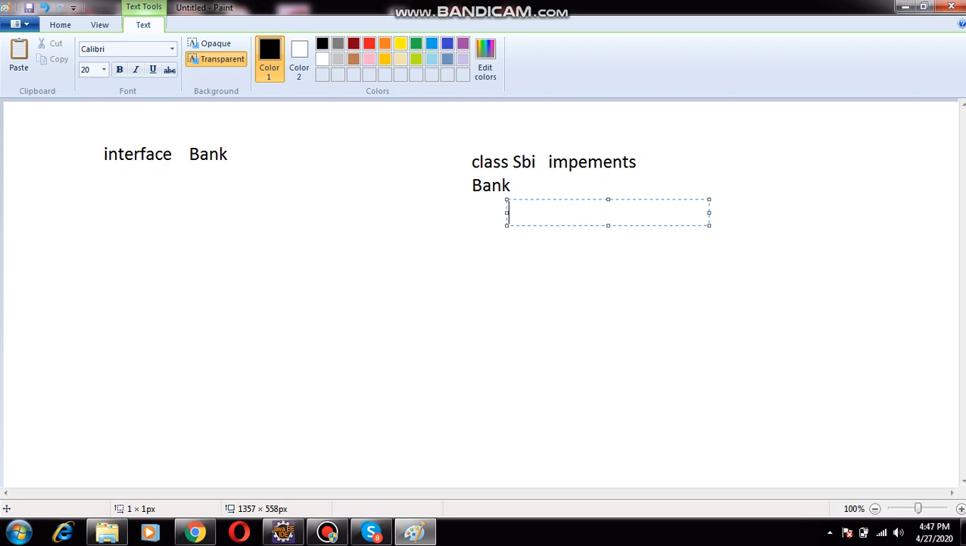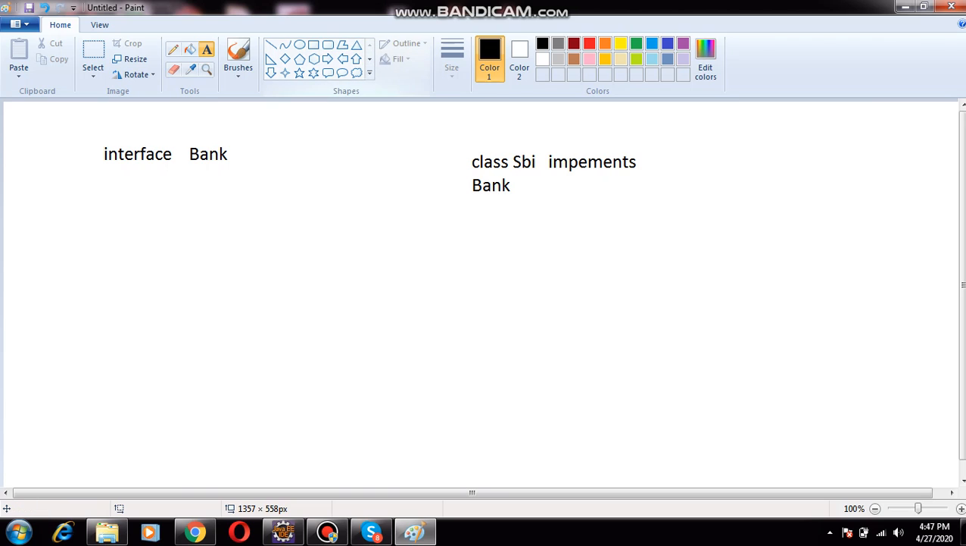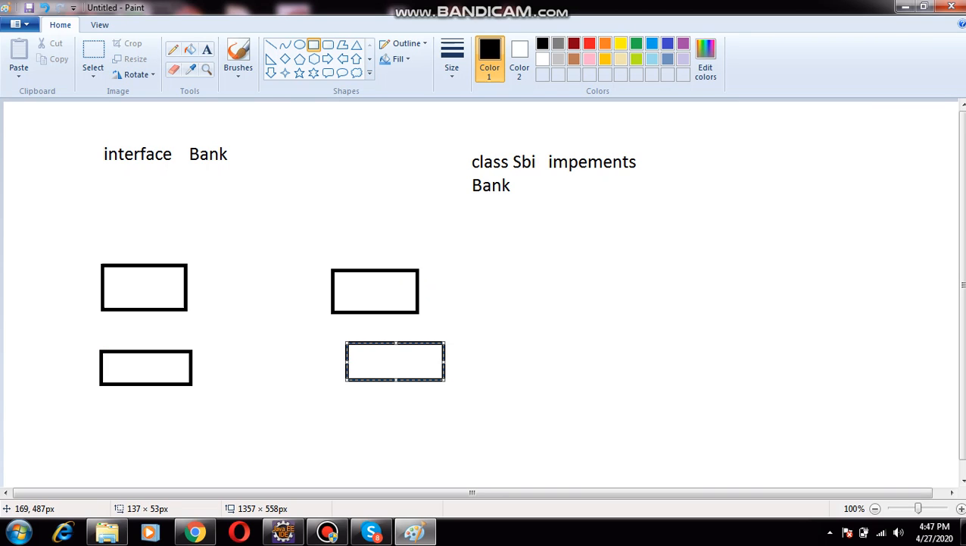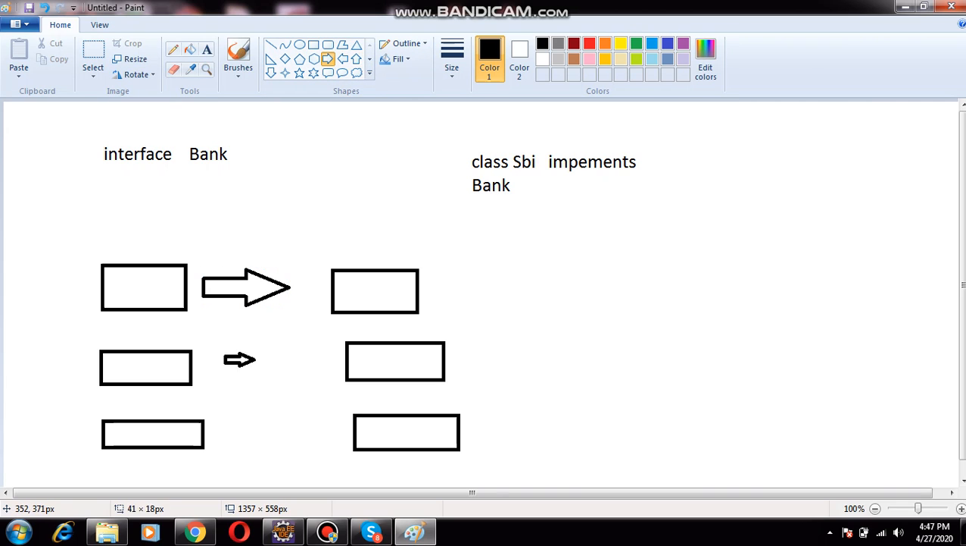Up to now we have taken only one interface concept. From now we will see how to connect with two interfaces. Before that I have to show one diagram. Whenever we are using, I will draw the diagram and explain to you.